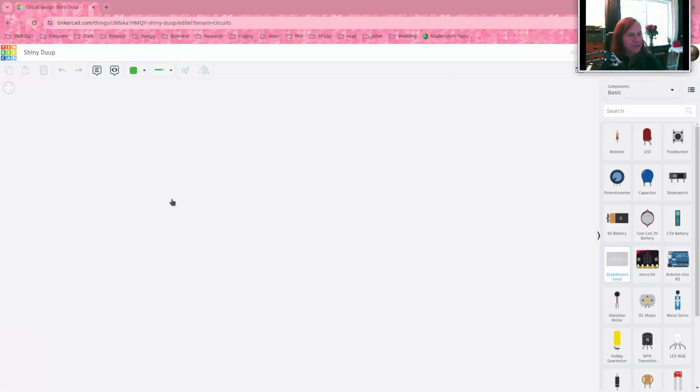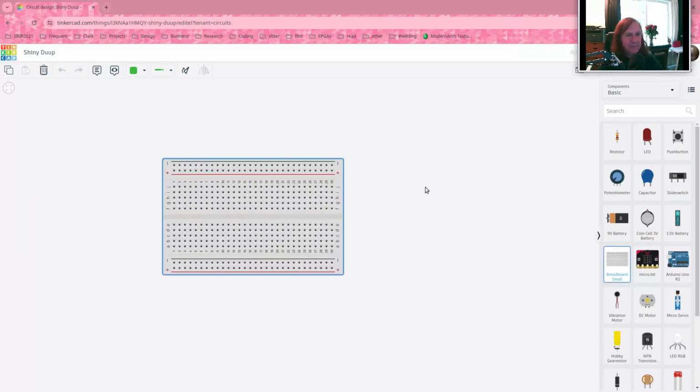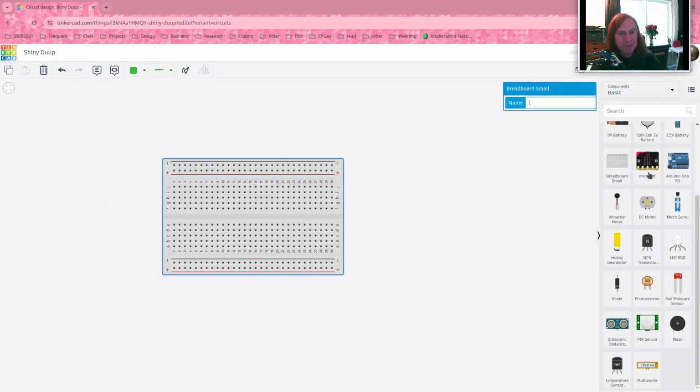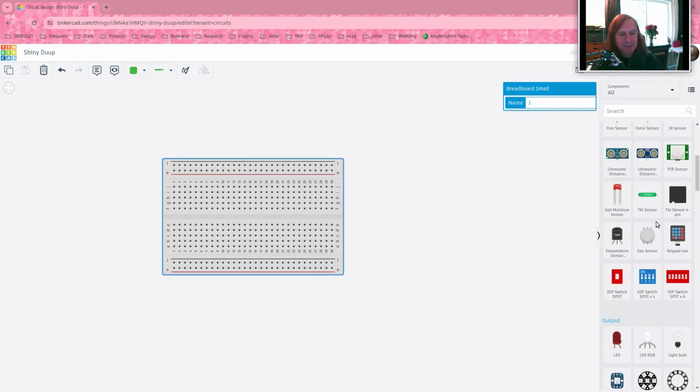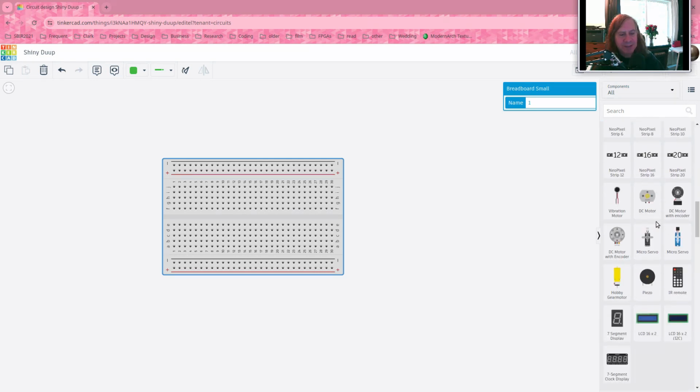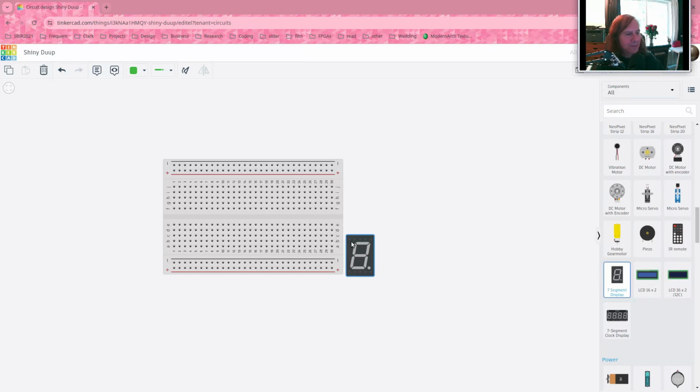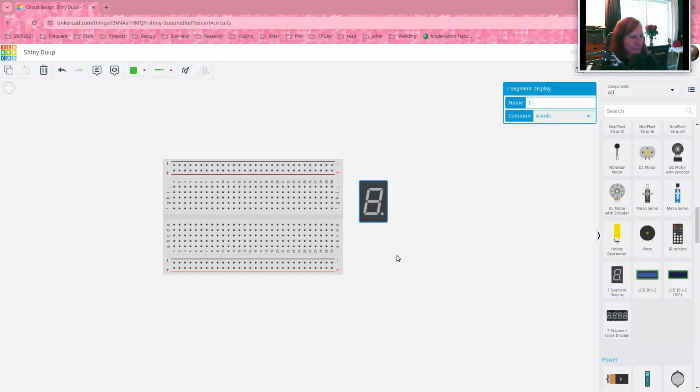And so we can drop a breadboard in here. And if we scroll down, I think we have to go to all components. And if we scroll down, we can find a 7-segment display that looks like this. And it's got some pins on top that are labeled A, B, G, F, and E, D, C on the bottom. And so we can take this and we can pop it into our circuit board somewhere. And there's a pin labeled common and a pin on the bottom labeled common.